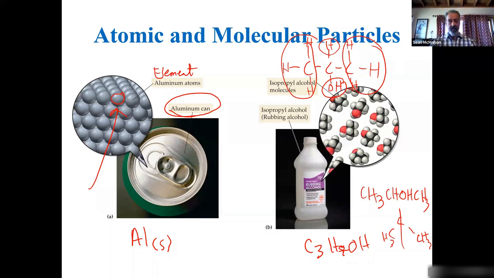Now, you don't have to worry about that right now, but as time progresses, you'll see that. The other thing is this rubbing alcohol. If it was pure, which typically it's not, it would just be this pattern and this formula, the C3H7OH repeating.